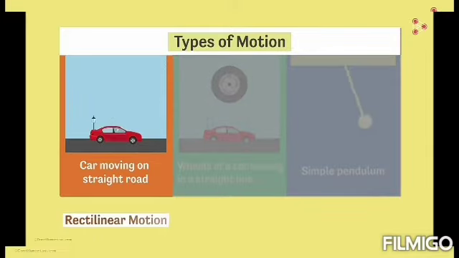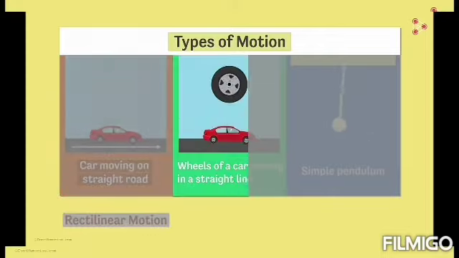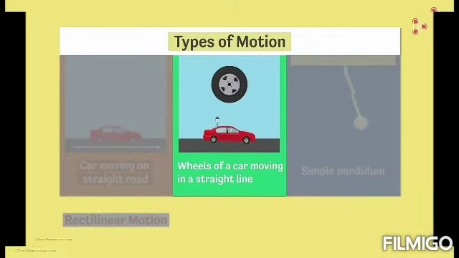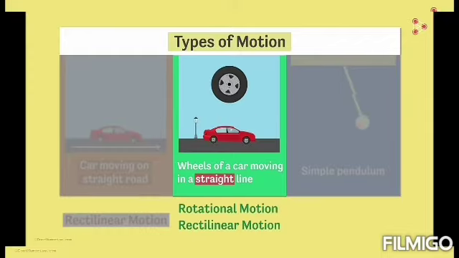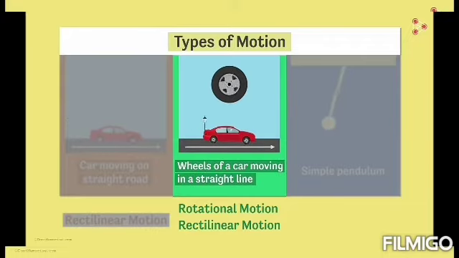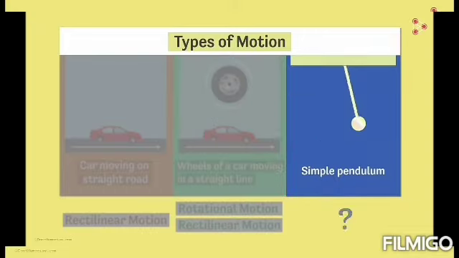The first one is rectilinear motion. Is the car moving along a straight line? Yes, so it is rectilinear motion. After seeing the straight line, which type of motion is the wheel of a car performing? Is it undergoing rectilinear motion or rotatory motion, or both? Since the automobile is moving in a straight line, the wheel undergoes both rectilinear and rotational motion at the same time.